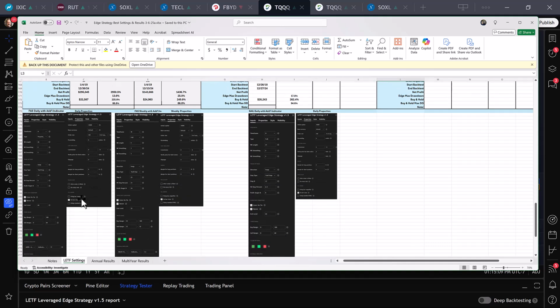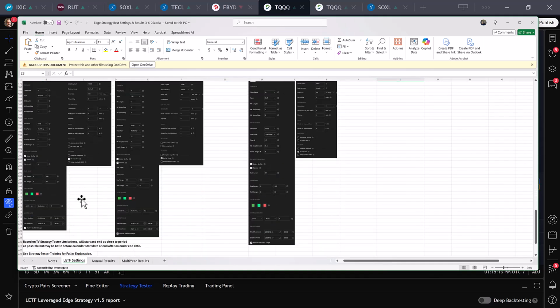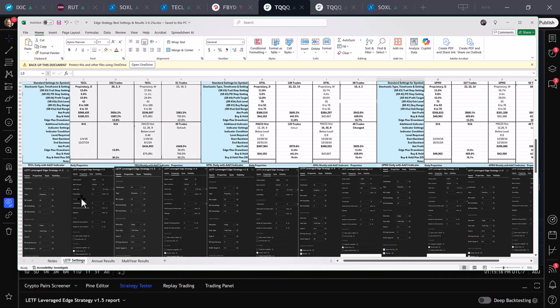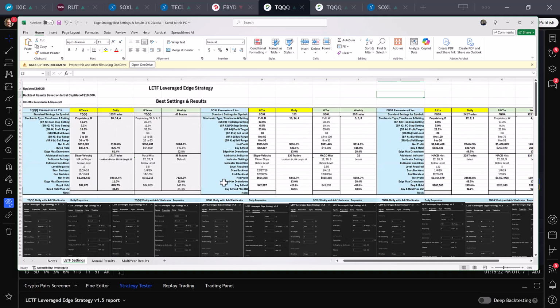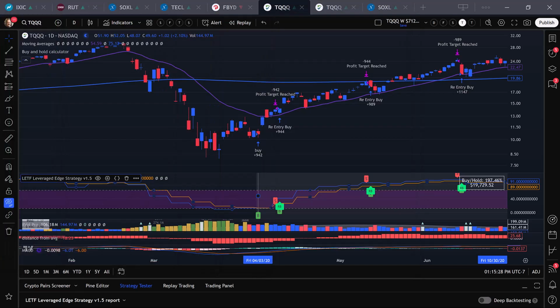And that is another huge advantage of this strategy. It's not limited to just a couple of 3x leveraged ETFs. There's quite a few that we found some really good results that can be generated with the Leveraged Edge strategy. So I think that I've covered everything as far as using the strategy.